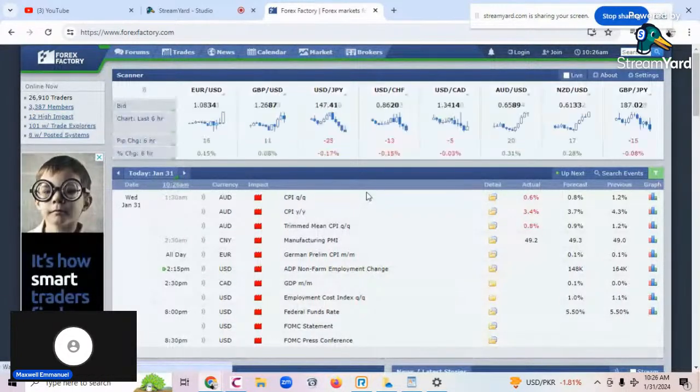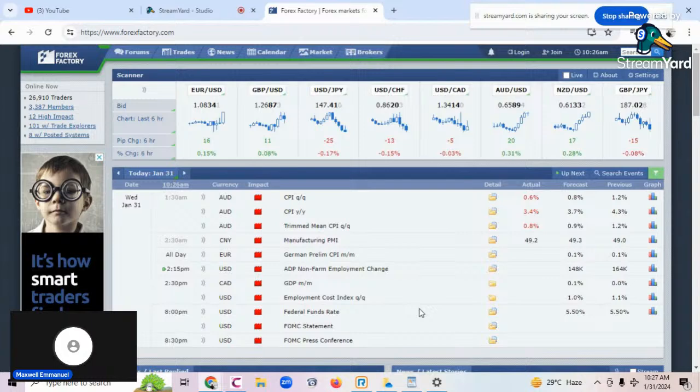So today is January 31st. We have several major news that will be coming from the United States. Today is FOMC day. The federal funds rate and the FOMC statement are to be released by 8:30 p.m. So we should expect increased volatility in the market between 7:30 and 8:30 p.m.